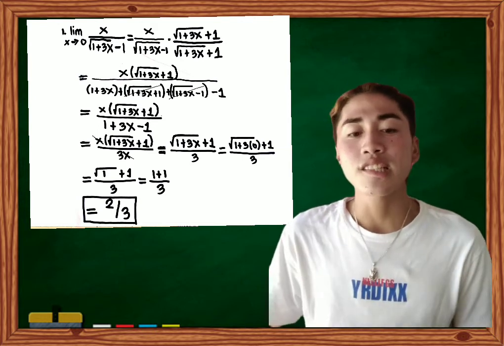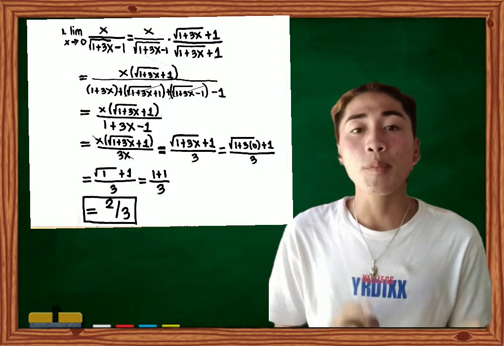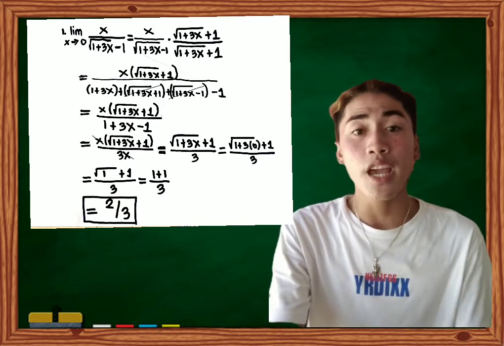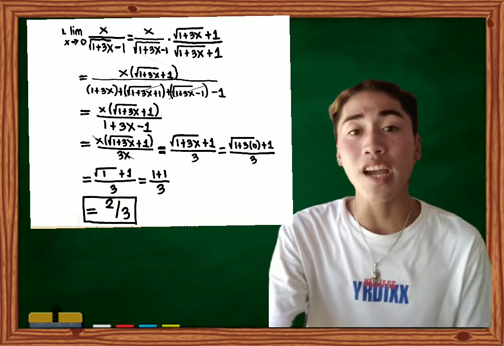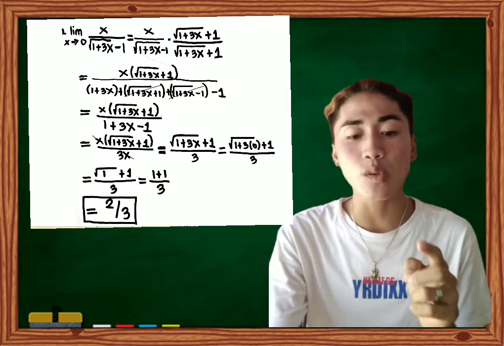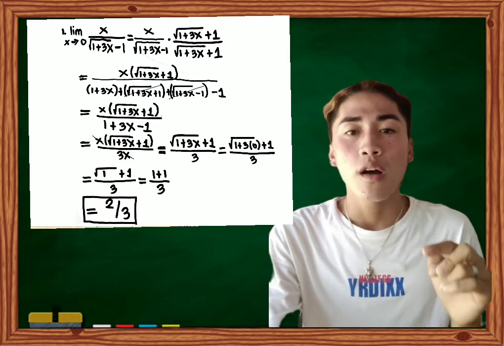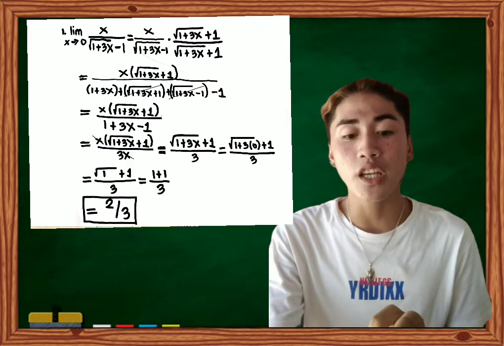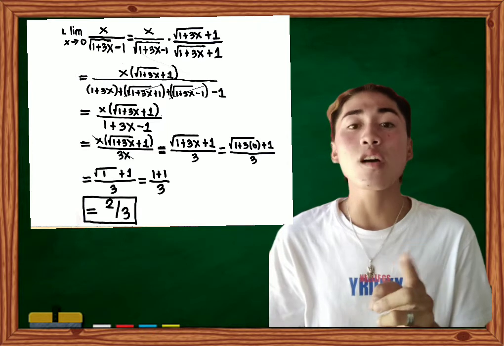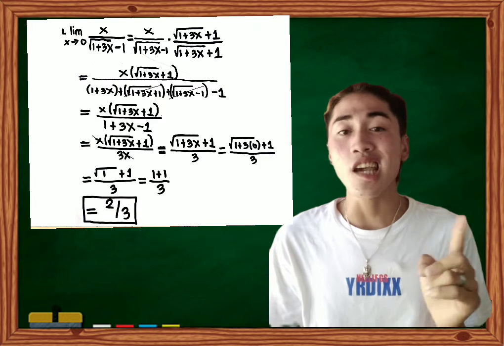Then since we know that our x is equal to 0, you should replace the x with 0. So the square root of 1 plus 3 times 0 plus 1 all over 3, then you obtain the square root of 1 plus 1 all over 3. Then we also know that the square root of 1 is 1. So 1 plus 1 all over 3, then you obtain 2/3 for the limit of x all over the square root of 1 plus 3x minus 1, where x is 0.